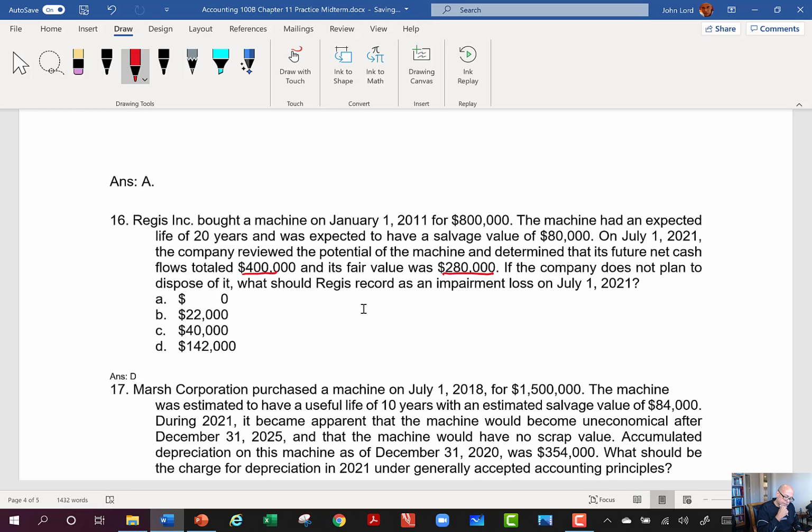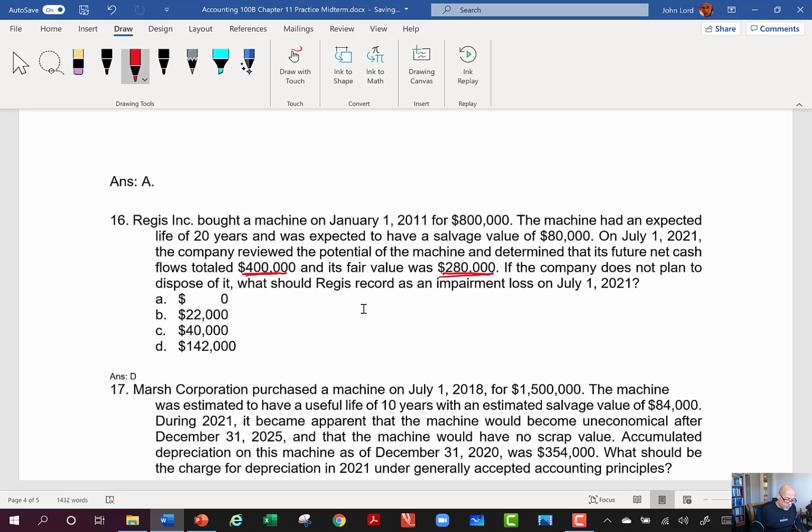So I look at that and say, thank you for telling me that the net future cash flows are $400,000, and then they give me the fair value, which could be determined by the discounted cash flows. This is still undiscounted, but I've got to know if that undiscounted cash flow is more or less than the carrying value of the equipment, because if it's more, I'm going to be fine, but if it's less, I'm going to have impairment.